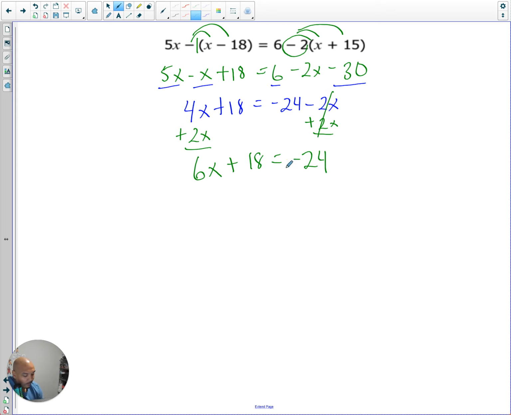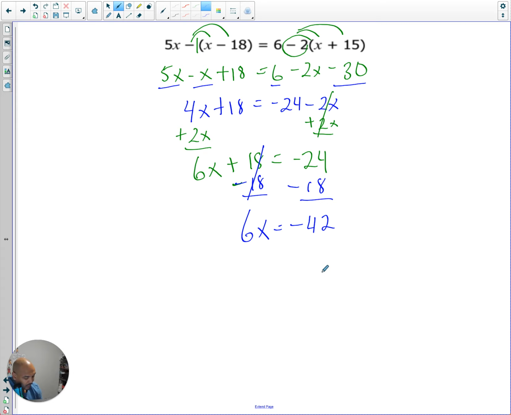All right, now we have a two-step equation, guys. We've got to get rid of this 18 to isolate the variable and get 6x by itself. So we minus 18 from this side and minus 18 from this side. Gone. With 6x is equal to negative 24 plus negative 18, which is negative 42.